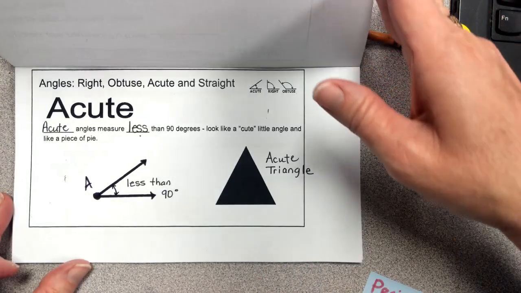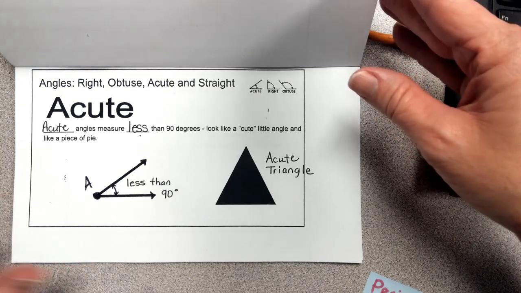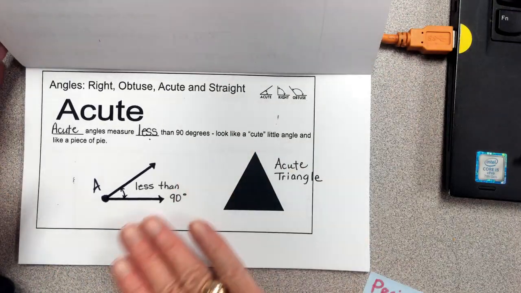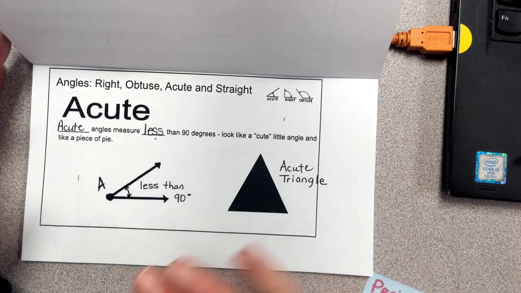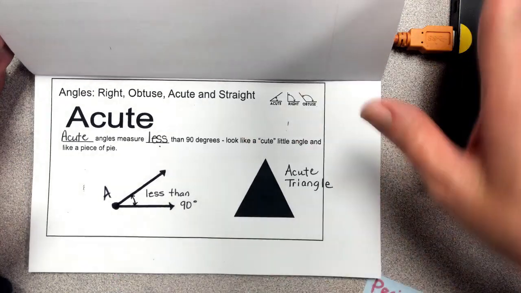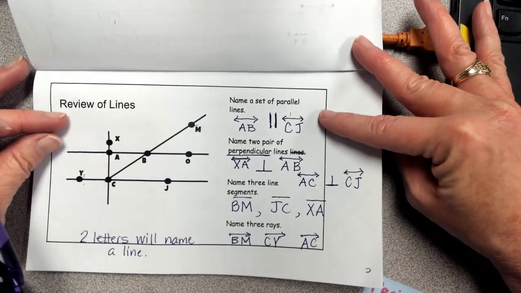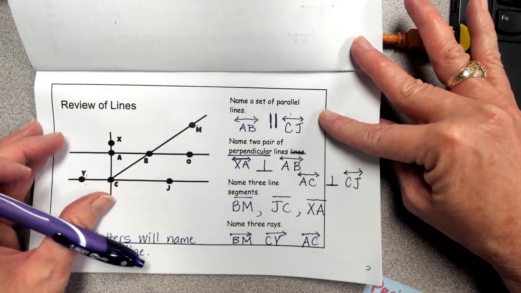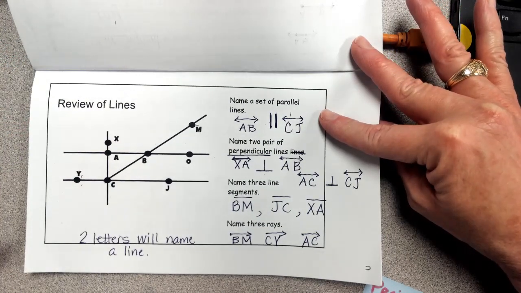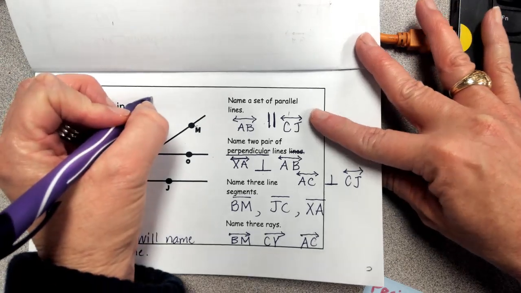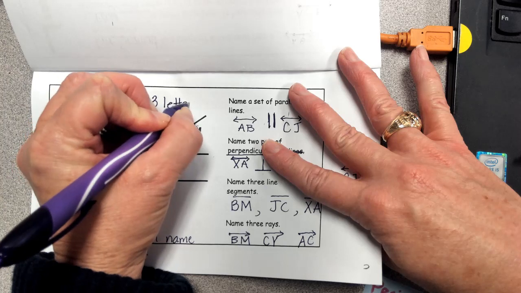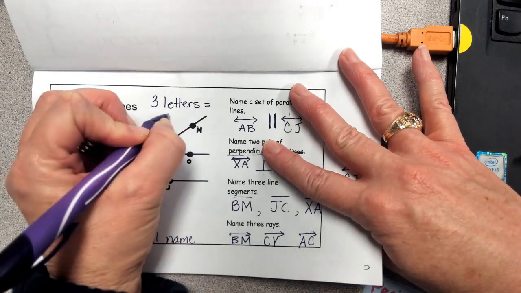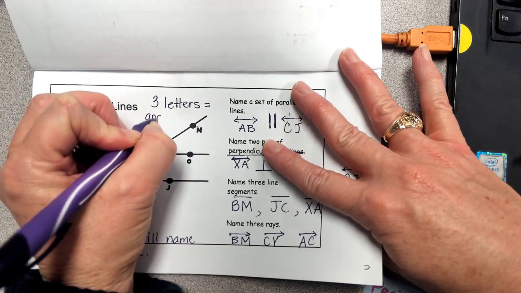Now, one thing I want to go back and touch on is we can name angles by one letter when they're in isolation, meaning when they're standing alone. But if the angles are inside of a plane where there are lots of points, then we want to use three letters. Three letters equals an angle name.